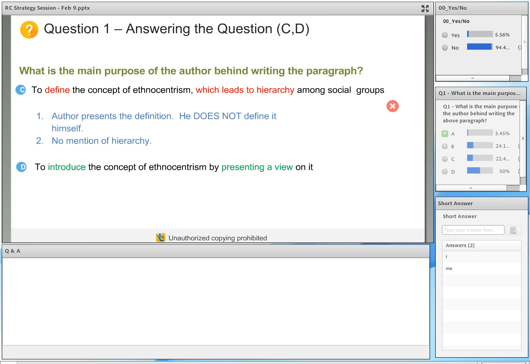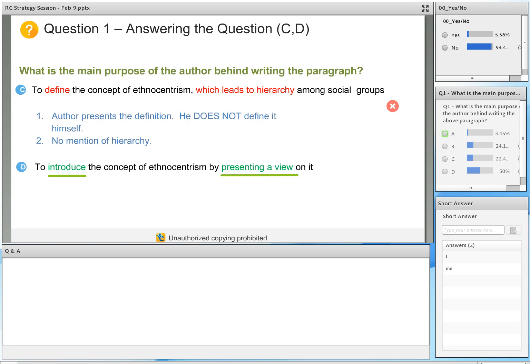Which brings me to choice D, to introduce the concept of ethnocentrism by presenting a view on it. Introduce is absolutely correct. He's giving an exaggerated definition, which means that he's just making an introduction. He's just giving one extreme definition, and then as he proceeds on, he may provide more information in the subsequent passages. But right now, this is the passage that is my focus. By presenting a view on it, by presenting that this is an exaggerated definition. So choice D is absolutely correct.